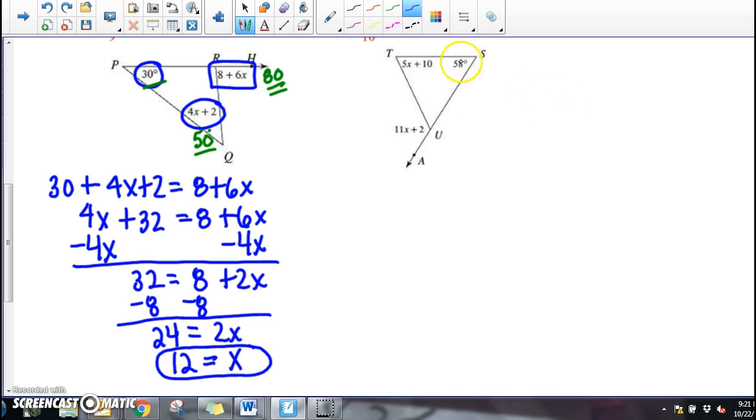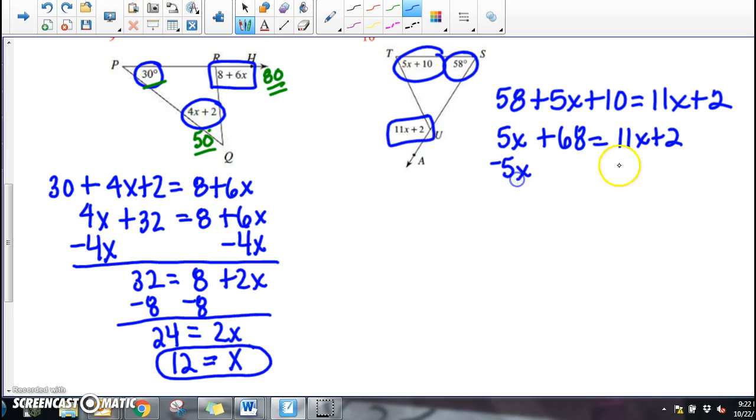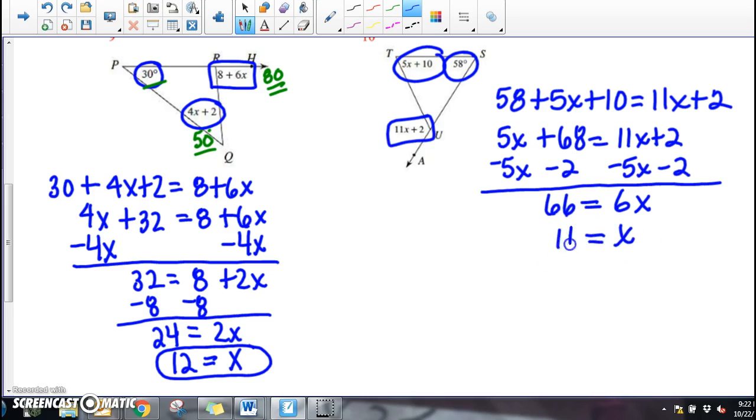And one last problem. Here are our two remote interior angles. They will add to our one exterior angle. That's what our theorem states. And then we'll just solve for x again. Subtract 5x. And we'll subtract 2 to the other side. Looks like we have 6x on this side, and it looks like we have 66 here. So x is 11.